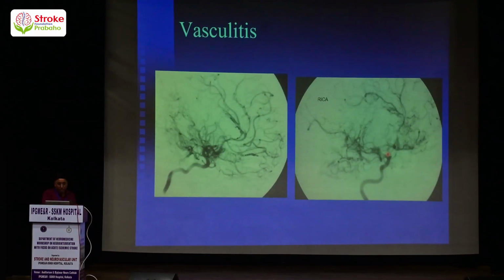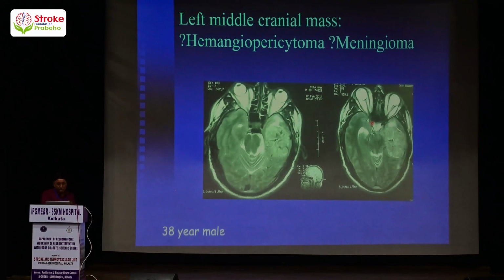Again, one of the indications for DSA is vasculitis. So this is the case with a classical beaded appearance where the ANA and dsDNA were positive, and the patient had multiple small subcortical strokes, and we found multiple classical beaded appearances. So DSA is also helpful in establishing a diagnosis of vasculitis in these cases.